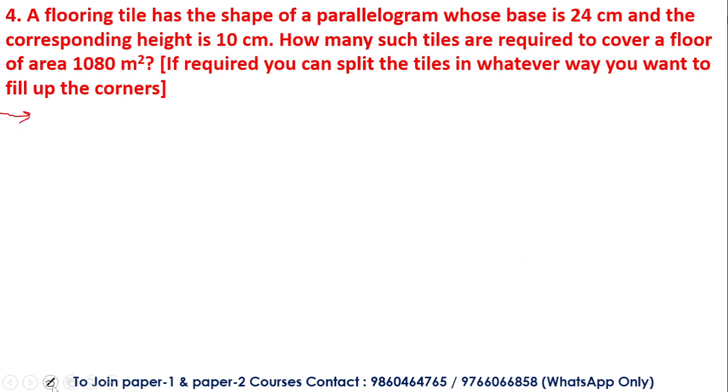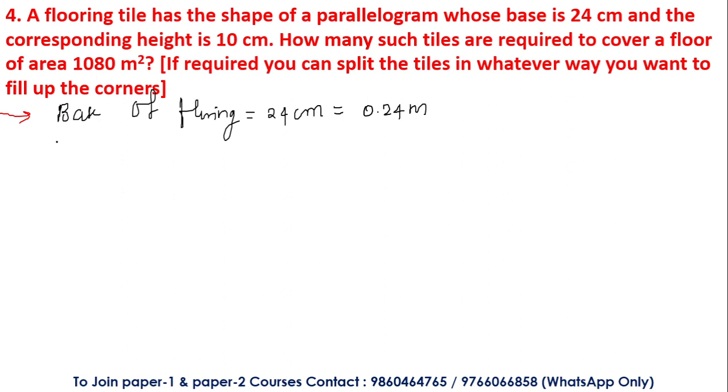I'll just change the color of the pen over here. So if I find out the base of the flooring tiles, the base is equal to 24 centimeter. If I convert this 24 centimeter into meter, I'll get 0.24 meter, because 1 meter is equal to 100 centimeter. So 1 centimeter will be equal to 0.01 meter. Based on this, I have found the value in meter.